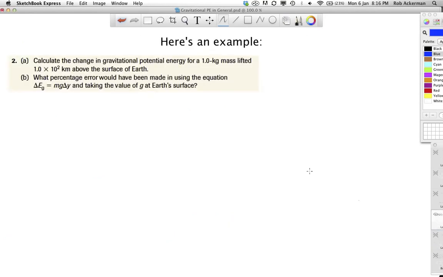All right, so there's a little bit of the background. Enough of the theory. Let's actually try to use this. Let's take a question also from the same book where they ask you to calculate the change in gravitational potential energy for a 1 kilogram mass lifted 100 kilometers above the surface of the Earth. And they ask you what percentage error would you have made if you used the old formula as opposed to the new one. So what I'd like you to do is pause the video and try this.